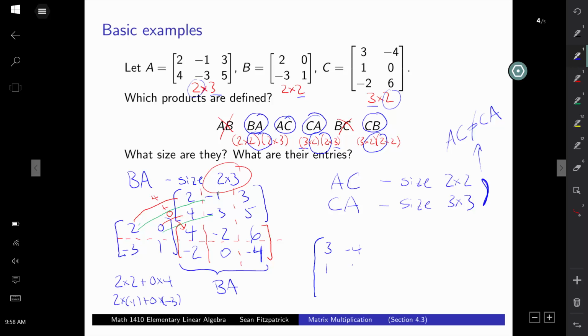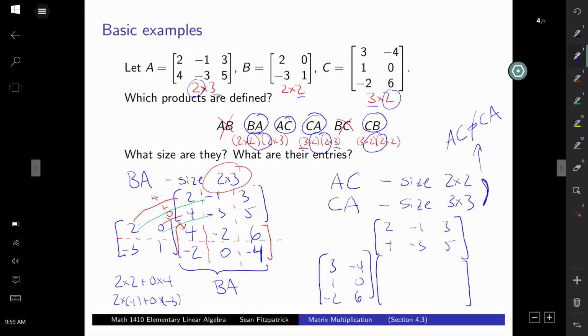C: 3, minus 4, 1, 0, minus 2, 6. Put A up here. Sorry, I gotta push that down a bit more. Okay. There's C. A: 2, minus 1, 3, 4, minus 3, 5. Okay. And the resulting product, we can see that the resulting product this time has 3 rows and 3 columns. It's a 3 by 3 matrix.